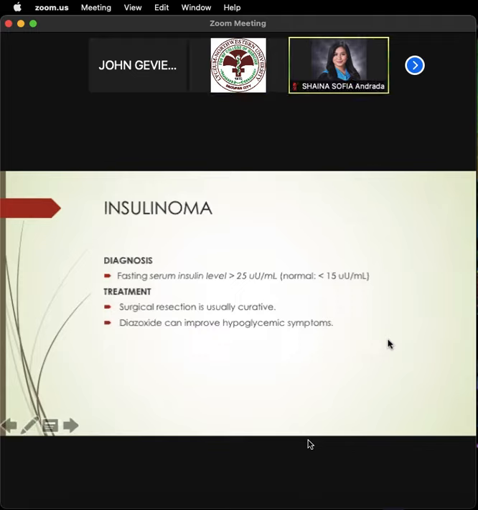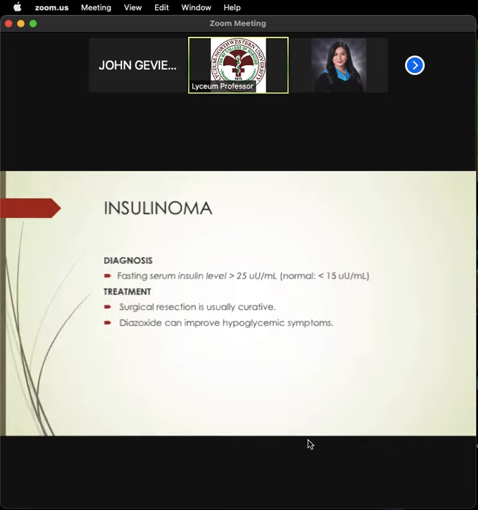Okay. So, insulinoma. How do you diagnose insulinoma? Fasting serum insulin, if it's more than 25, because normal is less than 15. Surgical resection is also curative.